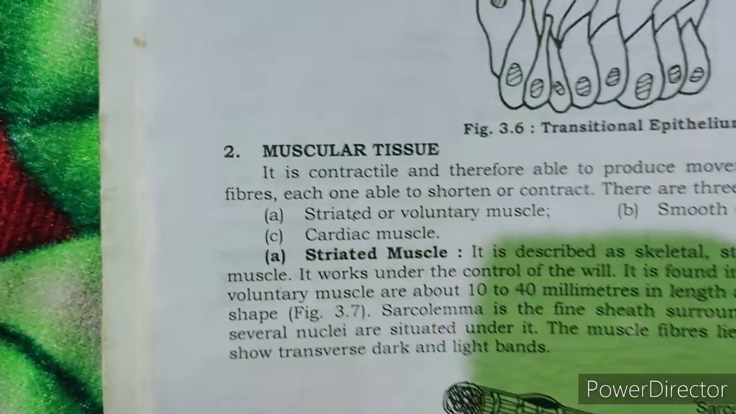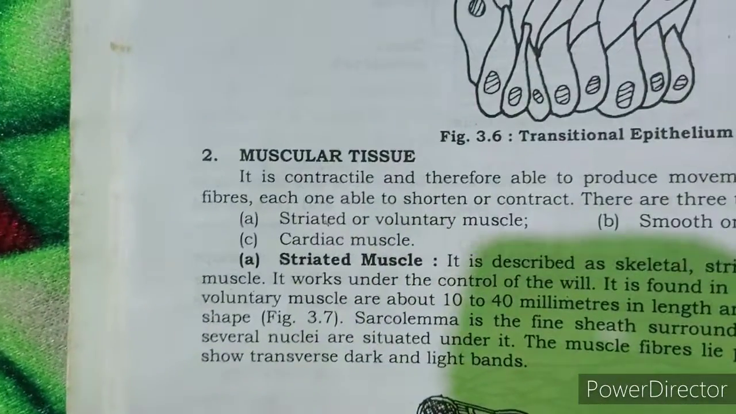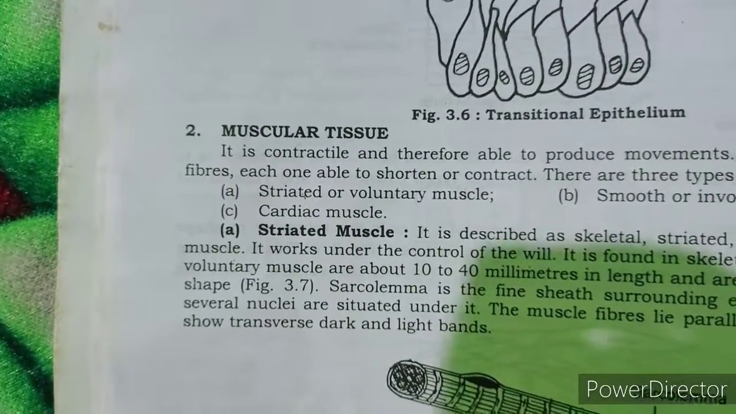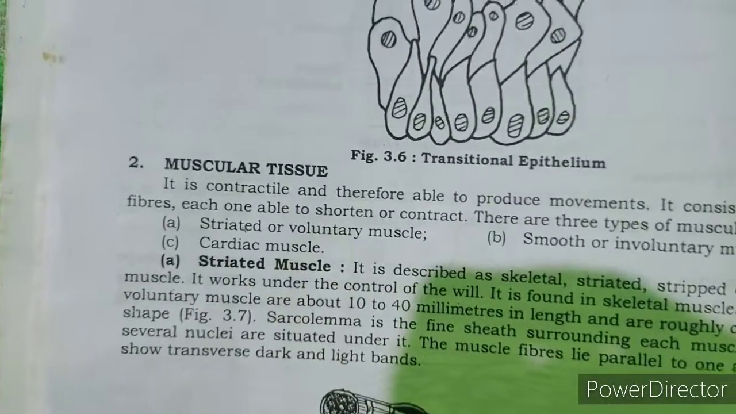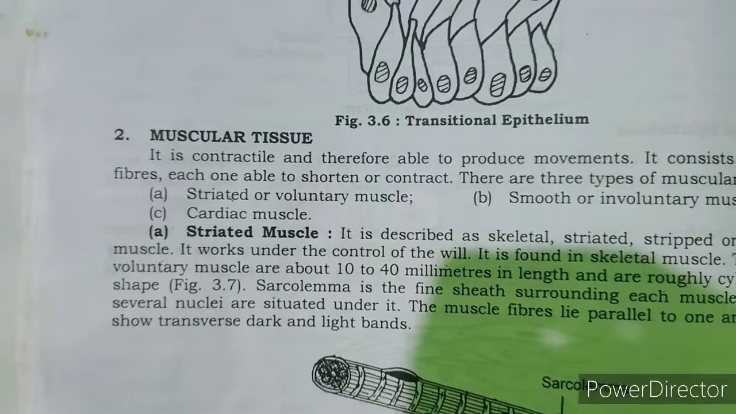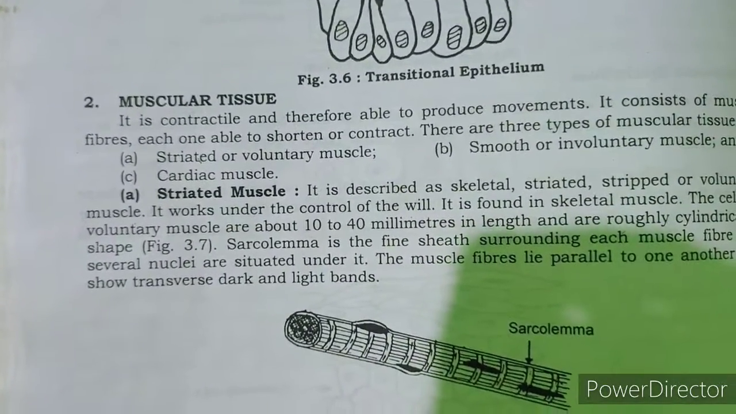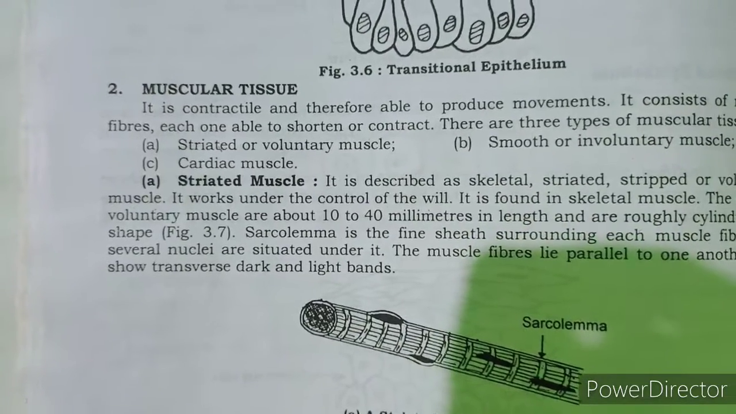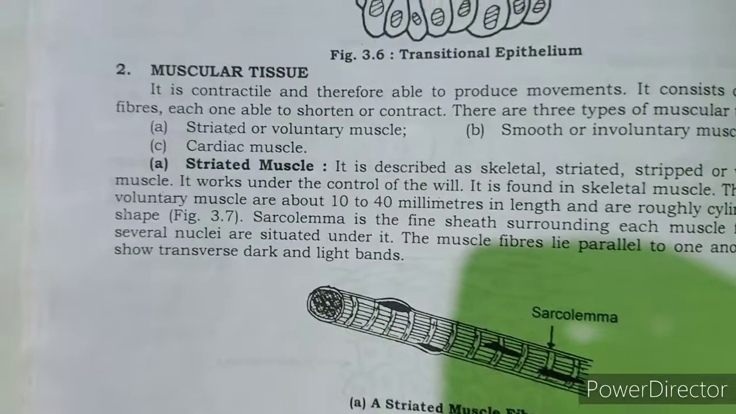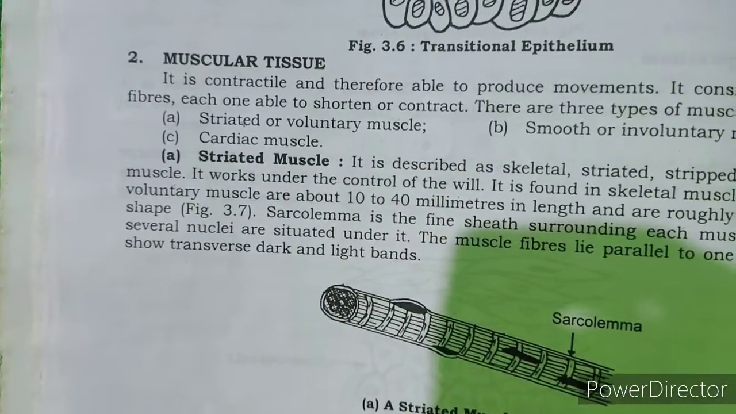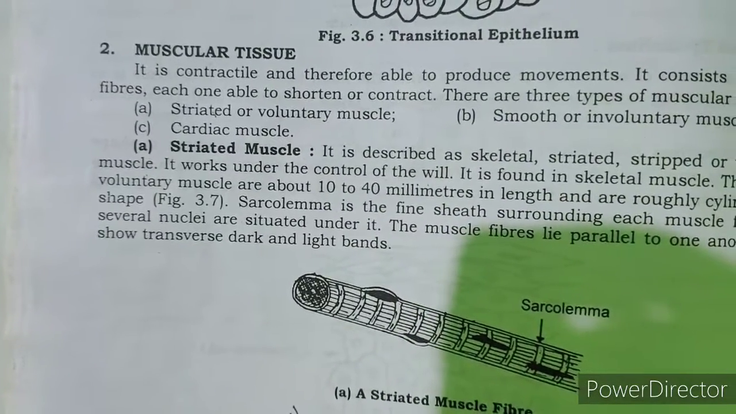In today's video I will discuss muscular tissues. Muscular tissue is the second part of our tissue systems, which are mainly divided into four parts. The first part is the epithelial tissues. In the previous video we discussed what epithelial tissue is, the types of epithelial tissues, and their structures. Today's video discusses the muscular tissues.